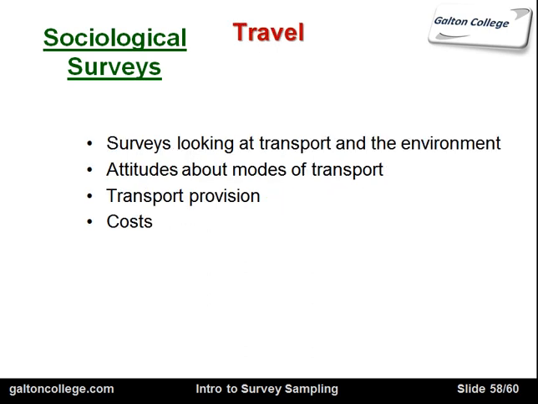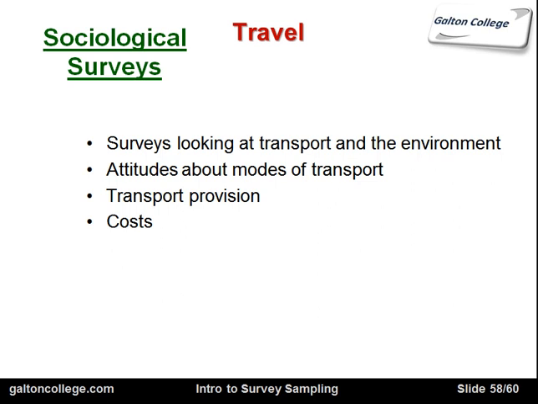We also have travel. Surveys looking at transport and the environment. Attitudes about modes of transport: go by train, go by car, cycle, walk. How much transport has been provided, the transport provision. Are there enough buses in the cities, or what are the alternative modes of transport that could be developed?